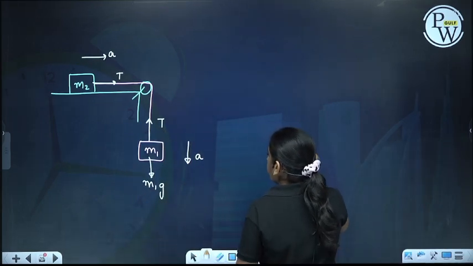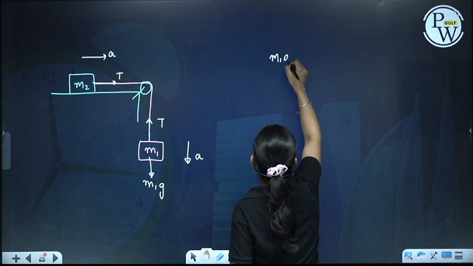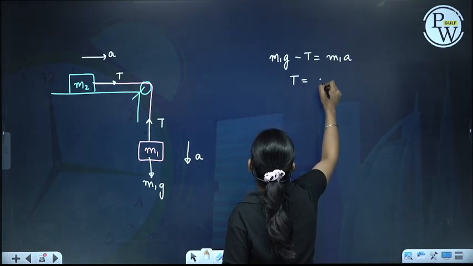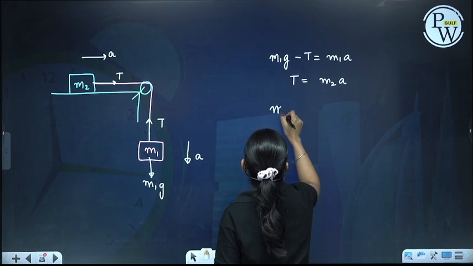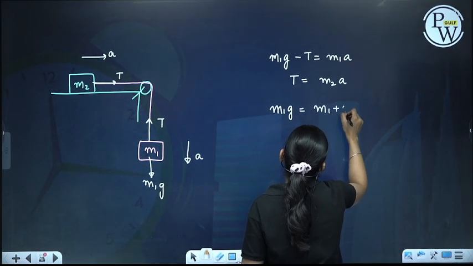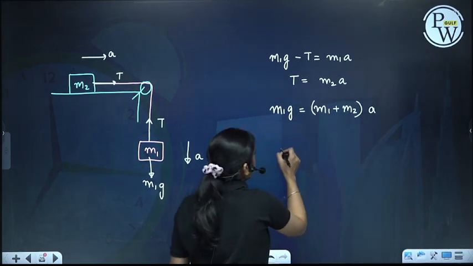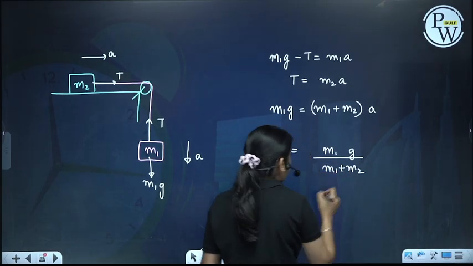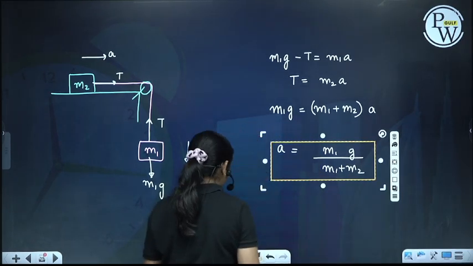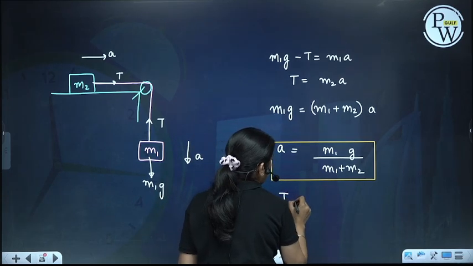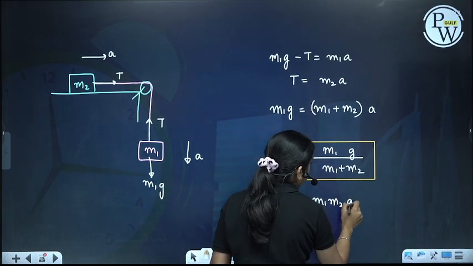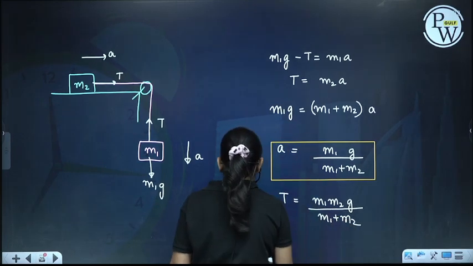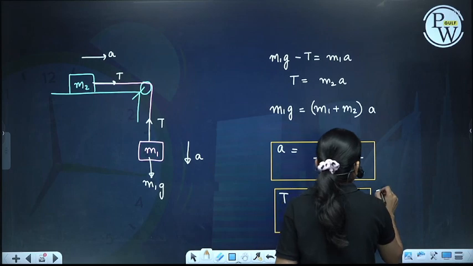So write the equations. For first body, we will have m1g minus T is equal to m1a. For second block we will have T is equal to m2a. Add both these equations. m1g will be equal to m1 plus m2 into a. So from here, acceleration will be m1g divided by m1 plus m2. Substitute in 1, multiply this by m2, we will get m1 m2 into g divided by m1 plus m2. So this will be my tension in the string.